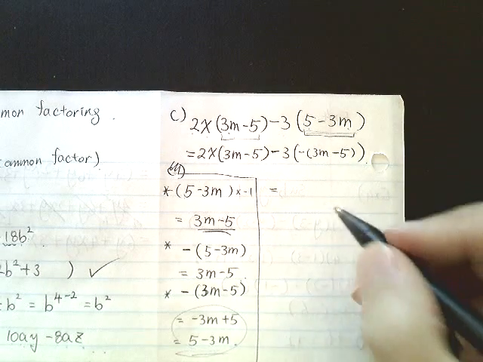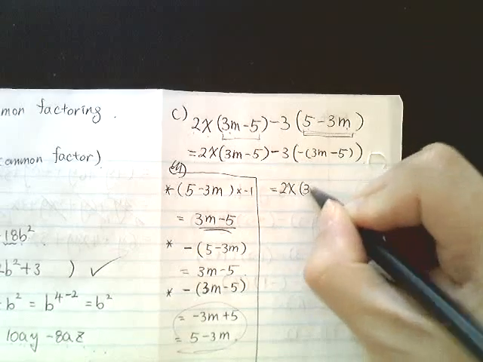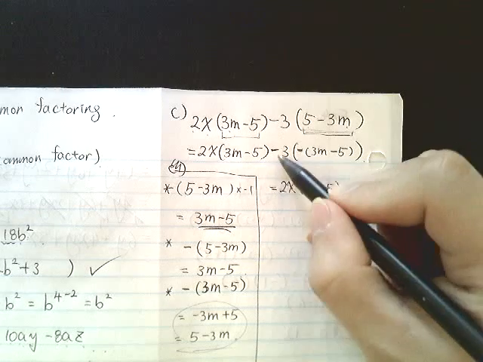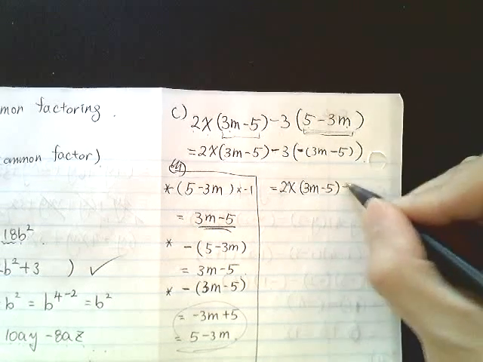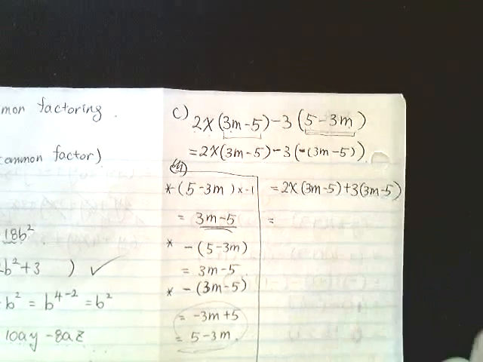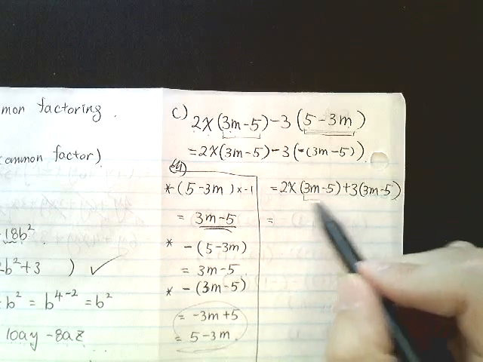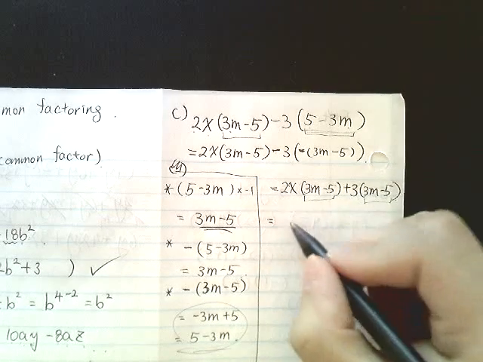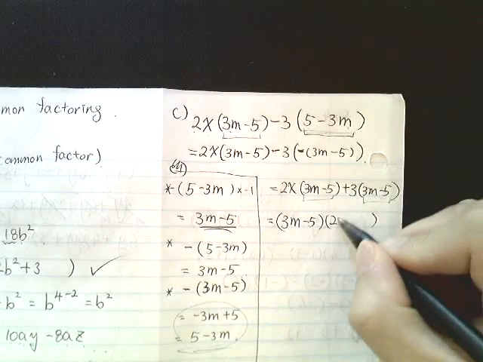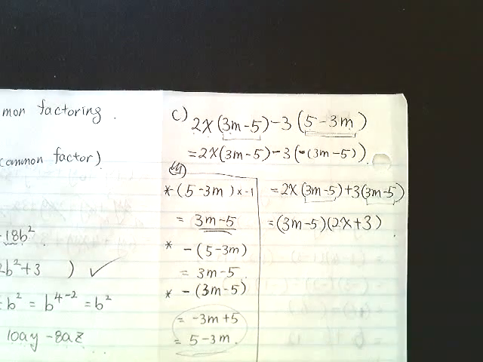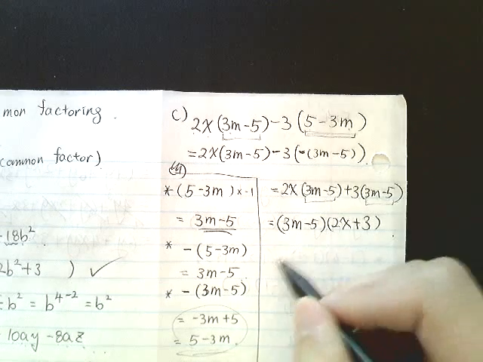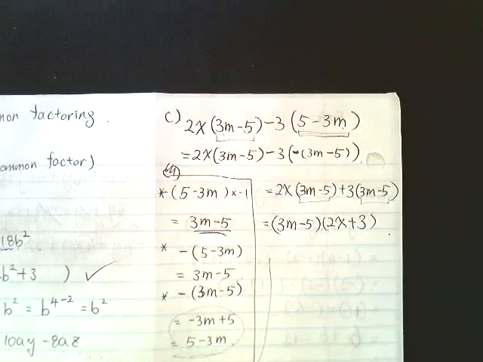So what I can do here is very simple. 2x(3m minus 5). Now I have negative here. Now this negative will combine with this negative, so make sure you follow this very carefully. Now once you complete that, we have 3m minus 5, 3m minus 5 as the common factor. And whatever is left is 2x plus 3. Okay, so this could have been a bit confusing. So let's do D over here again. Okay, so D.